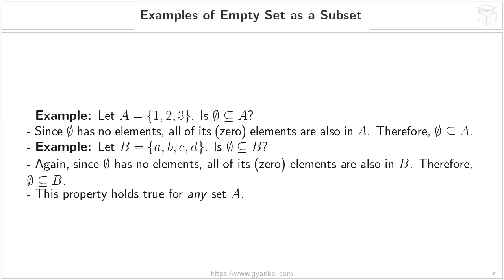And the key takeaway here is that this isn't just true for these specific sets, A and B. This property holds true for any set you can think of. The empty set is a subset of absolutely every set. This might seem a little strange at first, but it's a fundamental property that we'll use as we move forward with more complex set operations, like unions and intersections, which we'll explore in the following slides.